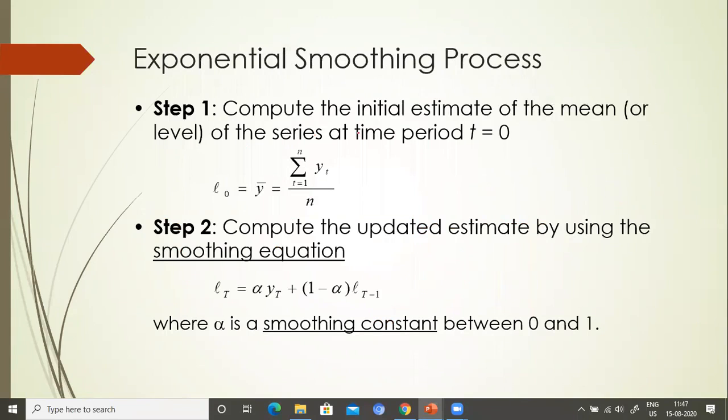So step one, we compute an initial estimate of the mean or level of the time series at time period t equal to 0. This is what we call the initial level, L0, and depending on the time series given to us, we do that. Then we compute the updated estimate by using a smoothing equation. The smoothing equation is: the next level is alpha times the given time series value plus 1 minus alpha times the last smooth level, where alpha is a smoothing constant.